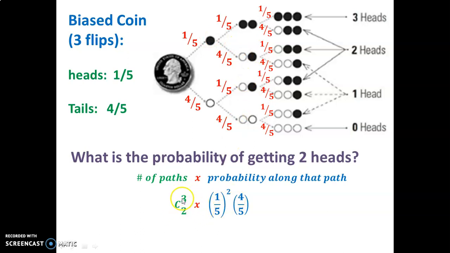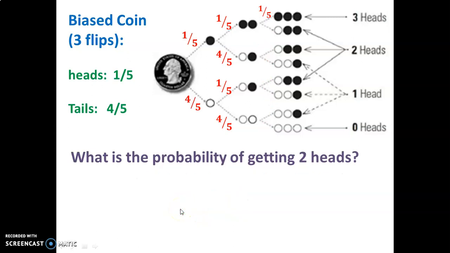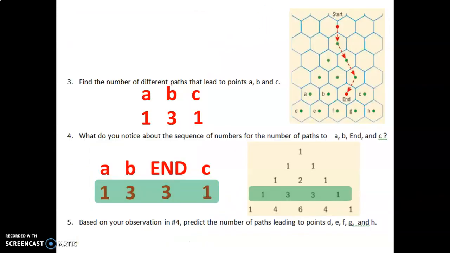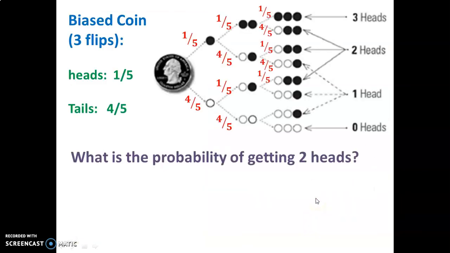And then the number of paths, as we've been talking about in the other videos, is calculated by the combination 3 choose 2. In Pascal's triangle, whoa, let's go back in time. It's like saying it's this one here. 3 choose 2, right? Row 3, choose 2. Or this one here.